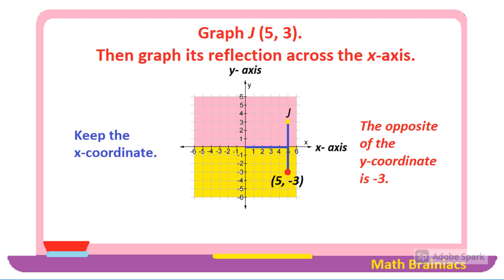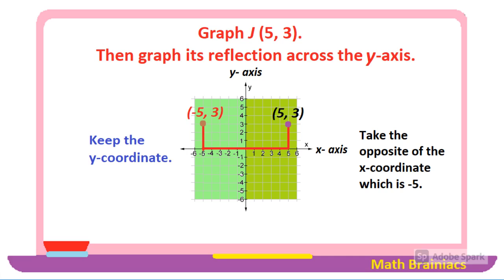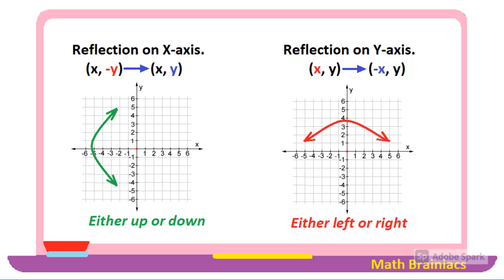Accordingly, if we are going to graph points and get the reflection across the x-axis, we're going to keep the x-coordinate, but take the opposite of the y-coordinate. However, if we're going to take the reflection across the y-axis, we're going to keep the y-coordinate and take the opposite of the x-coordinate. To sum it up, if we're going to take the reflection across the x-axis, we're going to keep the x-coordinate and take the opposite of the y-coordinate.